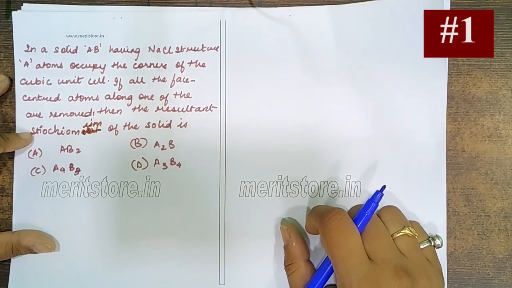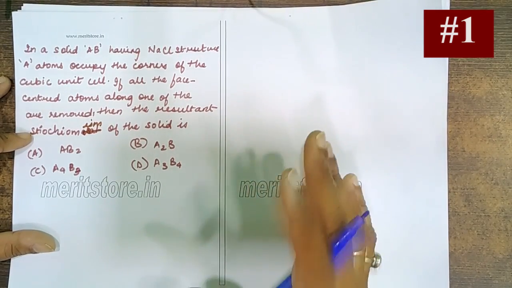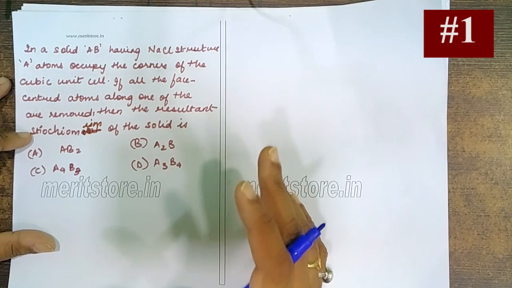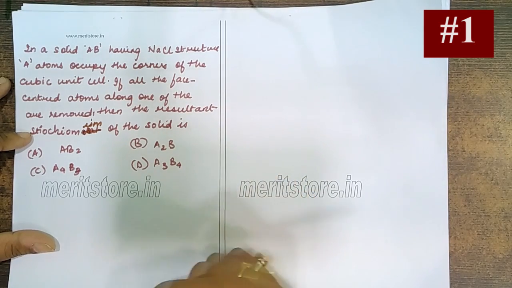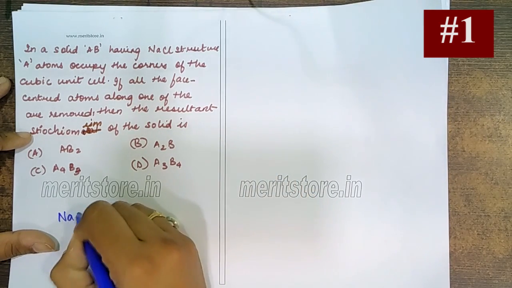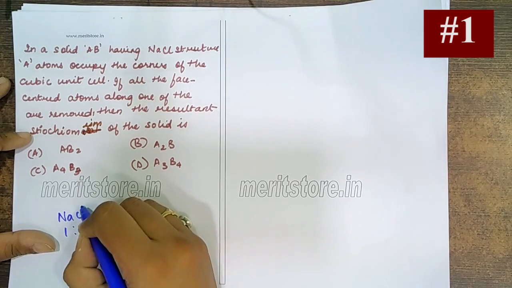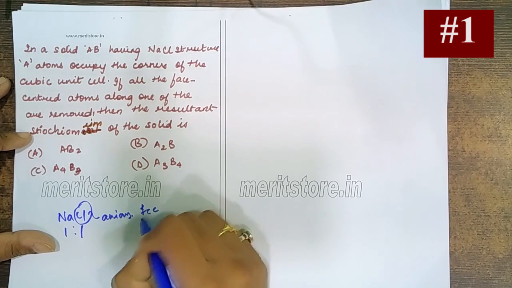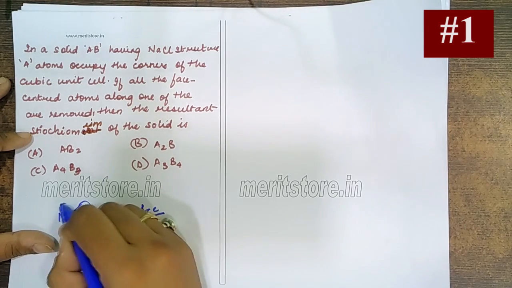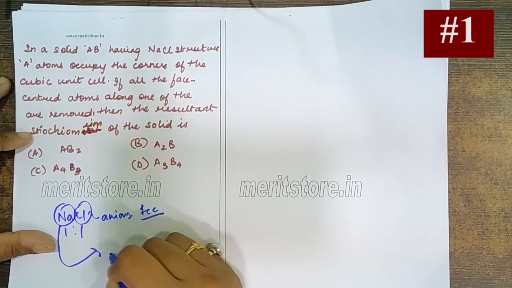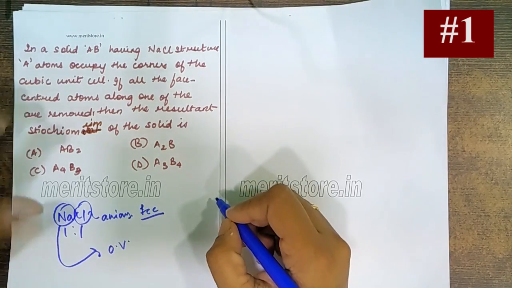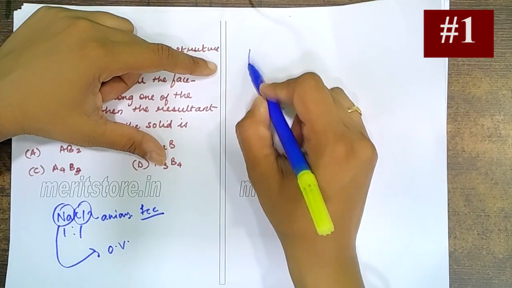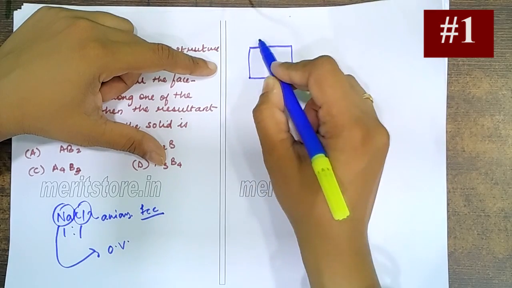Now whenever we talk about the NaCl structure, which is one of the important things, students should understand what the structure of NaCl is. When we talk about NaCl, the ratio of Na and Cl is 1:1. So we expect the anions form the FCC structure, and since the ratio is 1:1, the cations go into the octahedral voids. So here the Cl minus is going to form the FCC structure.